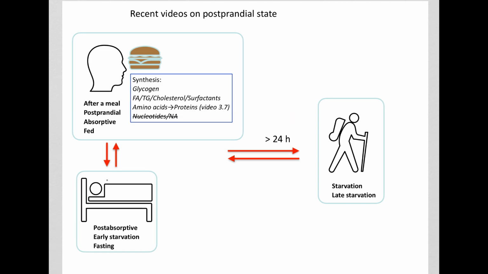And also remember, there's one more synthesis that does not happen postprandially, and that is glucose synthesis. Insulin does not stimulate glucose synthesis. So why make glucose when there is already a lot of glucose coming from your diet? Okay, so we will talk about it under starvation.